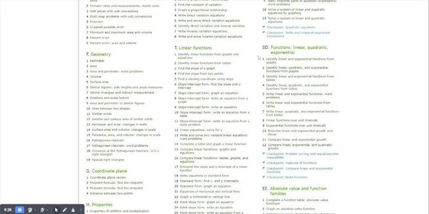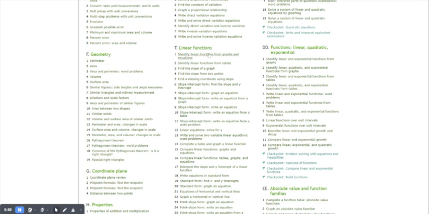So if you look right here, IXL has a unit on functions, linear, quadratic, and exponential. We'll be focusing mainly on linear and exponential functions in Math 1, and you'll get more into quadratic functions next year in Math 2. So this whole section is basically what we will be focusing on. So this would be a great tool and resource for you to use to kind of get ahead.